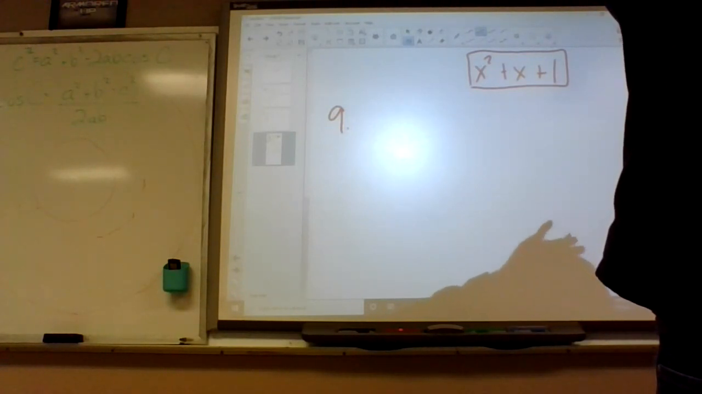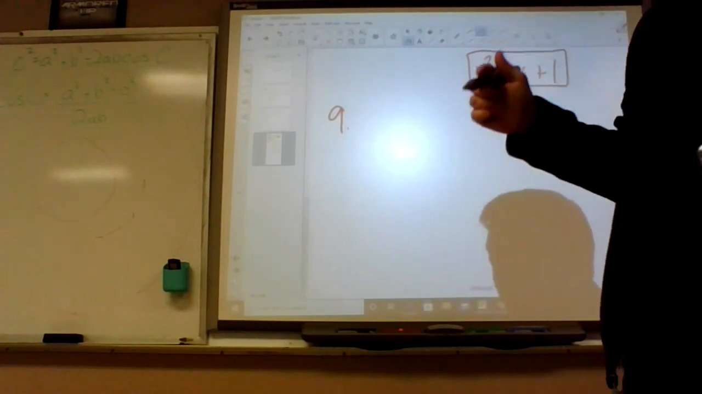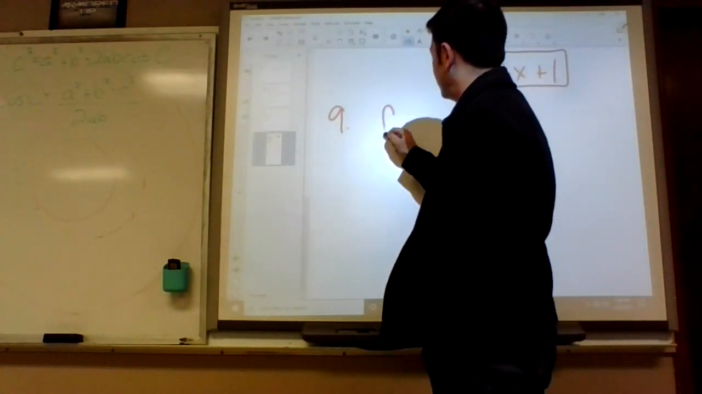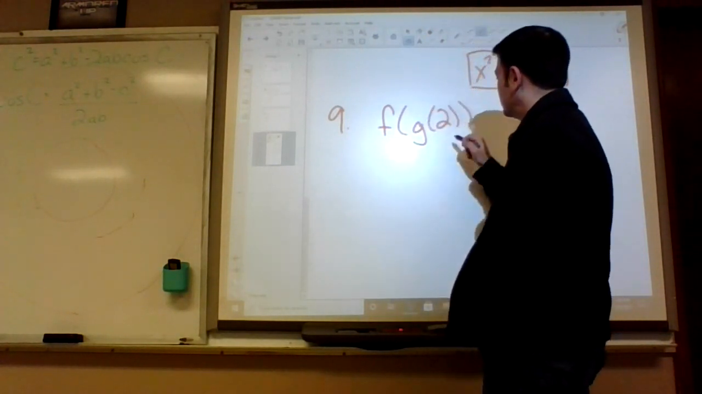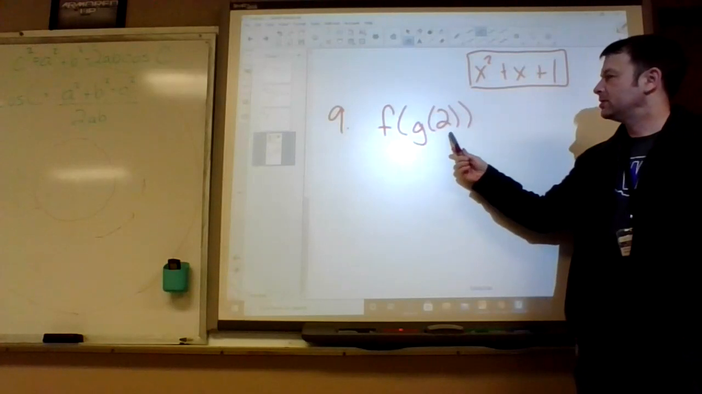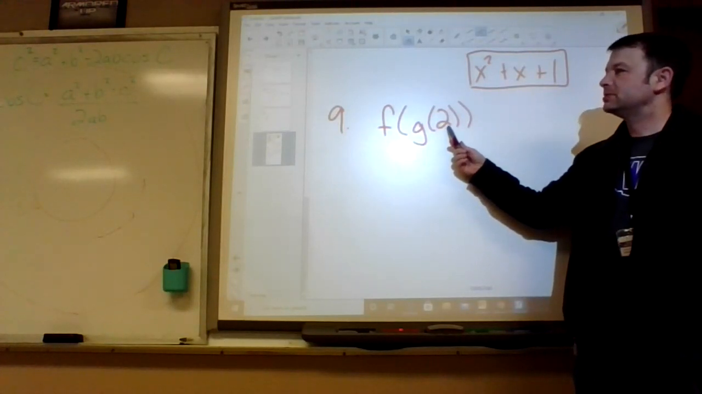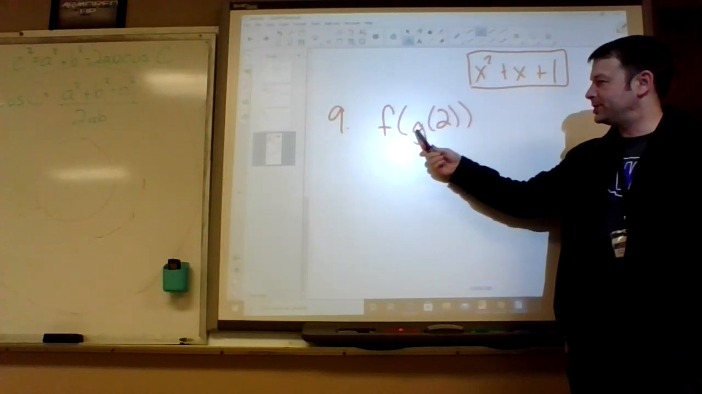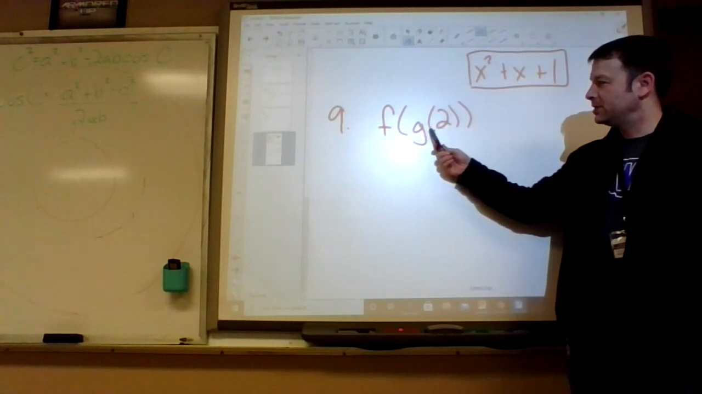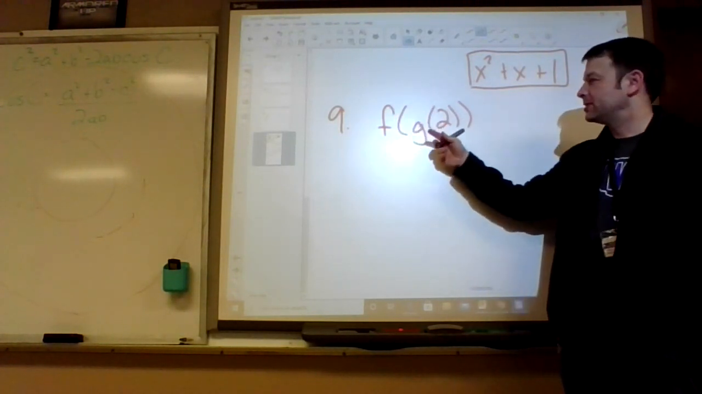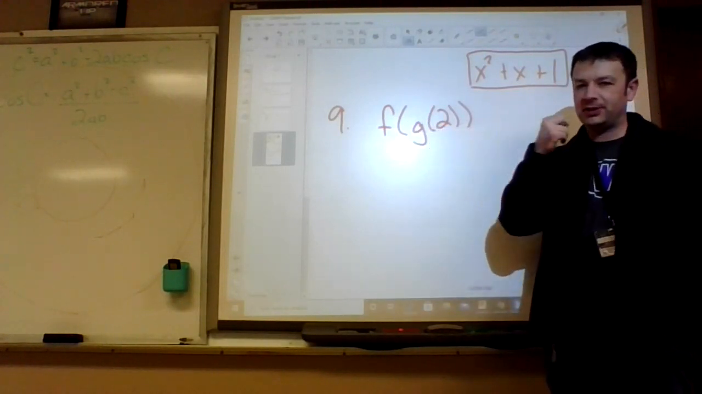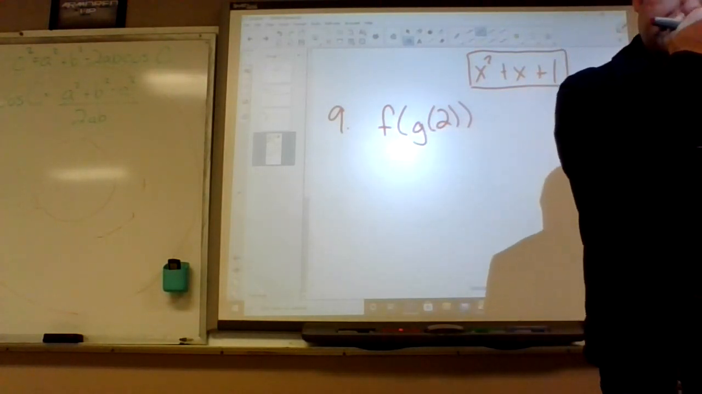Oh. So, 9. What's 9 say? f of g of 2. Again, this looks complicated, but it's actually not that bad. Josh, you said you'd seen this before? Yeah, you just put 2 in for x in g of x. Right. So you put 2 into the g function, and whatever that is, you put into the f function. So what's g of 2, basically? If we put 2 in for g, what do we get?